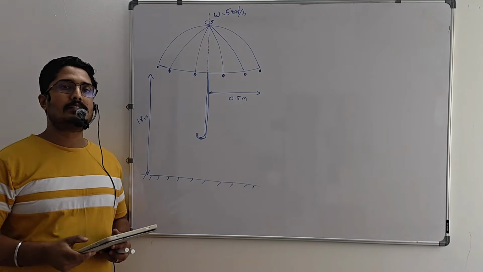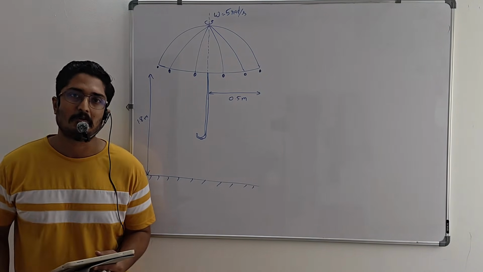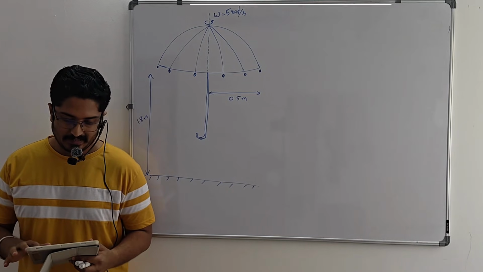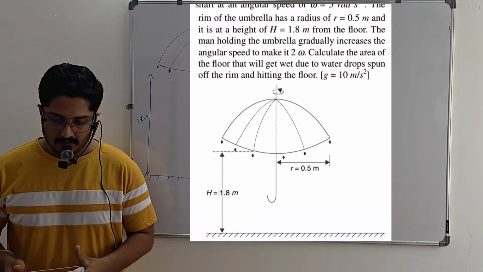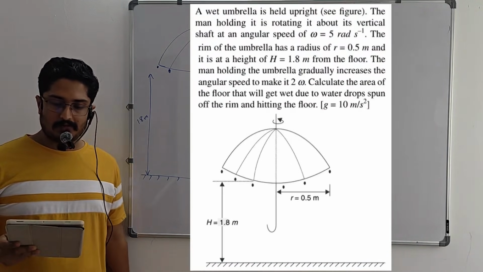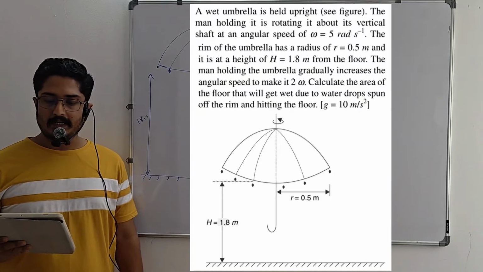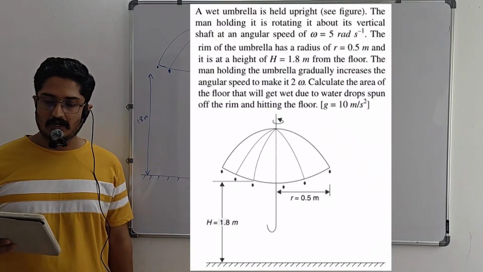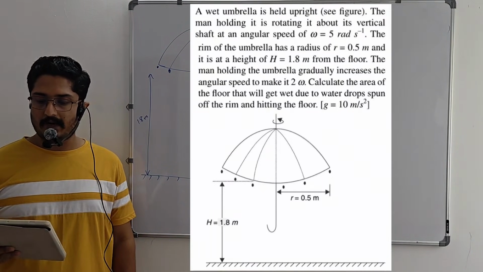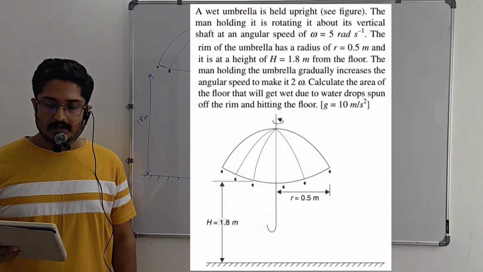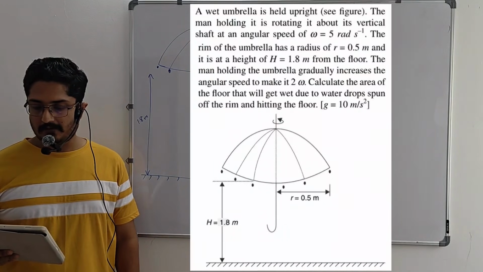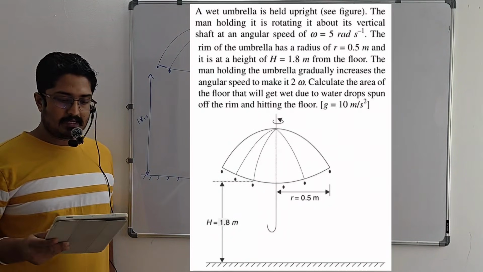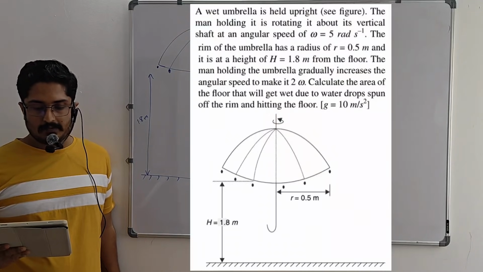Yes. So today we are discussing a very nice, interesting question. Let us look at the question first. Read the question. It says that a wet umbrella is held upright as shown in the figure. The man holding it is rotating it about its vertical shaft at an angular speed of 5 radians per second. The rim of the umbrella has a radius of 0.5 meters and it is at a height of 1.8 meters from the floor.